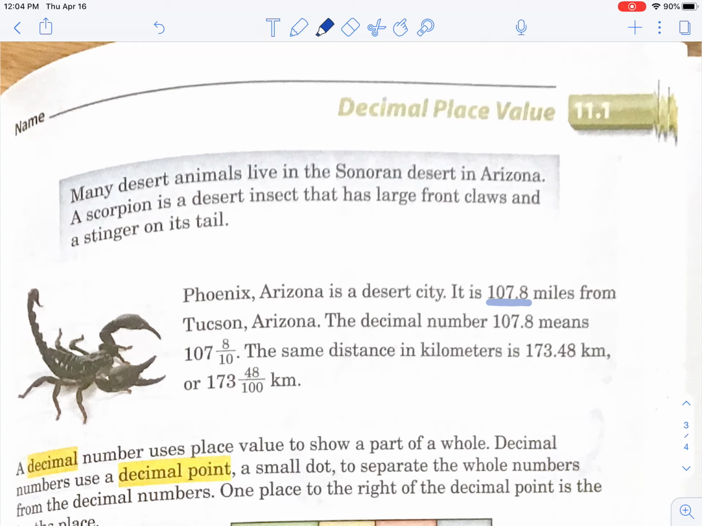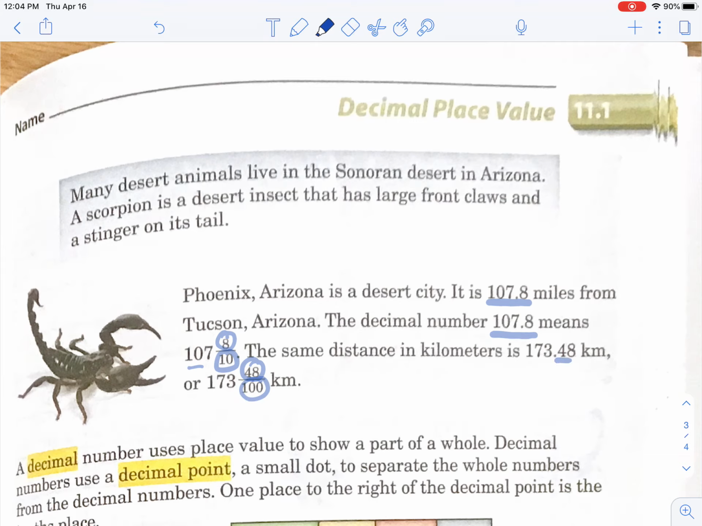107.8 miles from Tucson, Arizona. The decimal number 107.8 means that it's 107 and 8 tenths. The same distance in kilometers is 173.48 kilometers, or 173 and 48 hundredths.